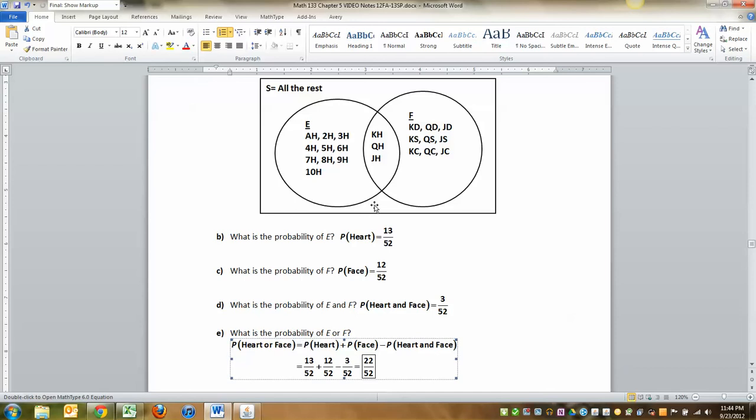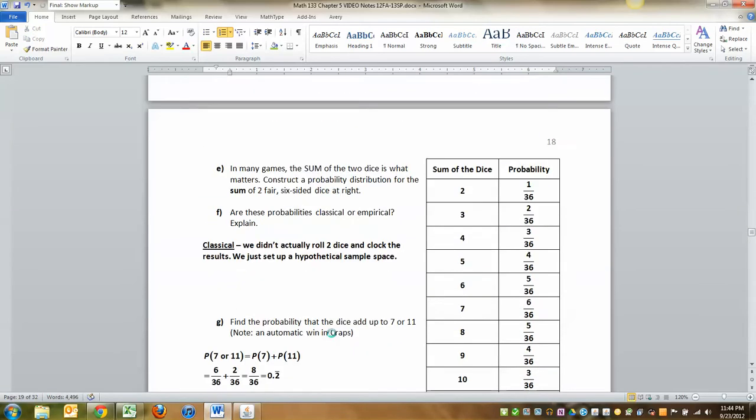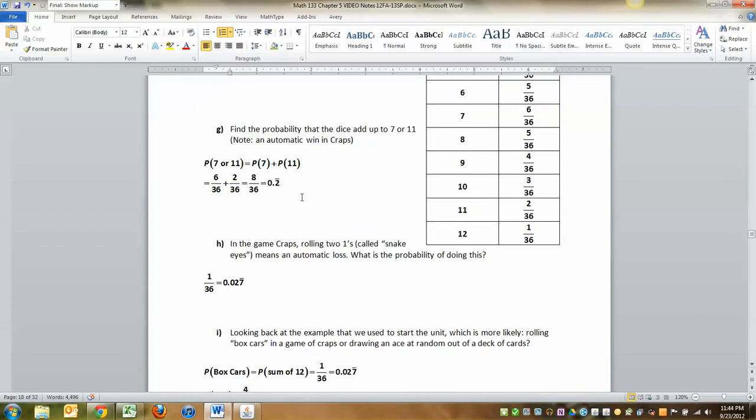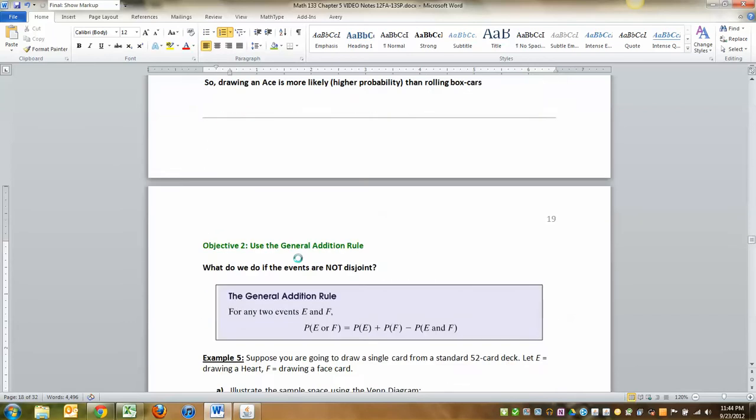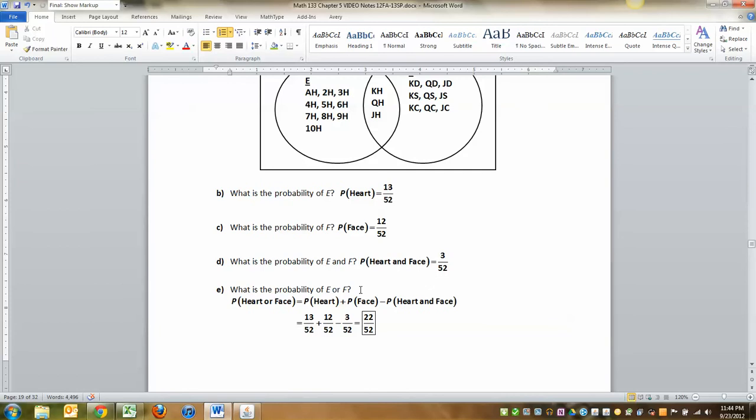So you can say, okay, well, I've got 13 hearts and I've got 12 face cards. And up until now, we just did that. We added them, right? That's what we did back here, right? You said, that's 6 plus 2, and I'm done, right? But that's because when you roll dice, you can't roll both 7 and 11 at the same time. But down here, you could pick a card that's both a heart and a face at the same time.